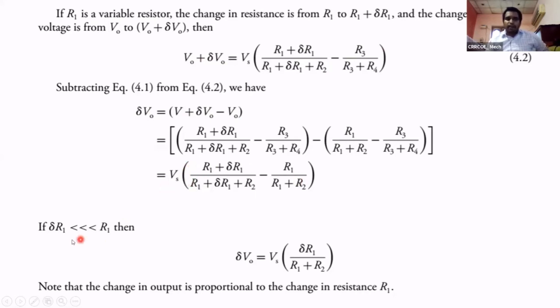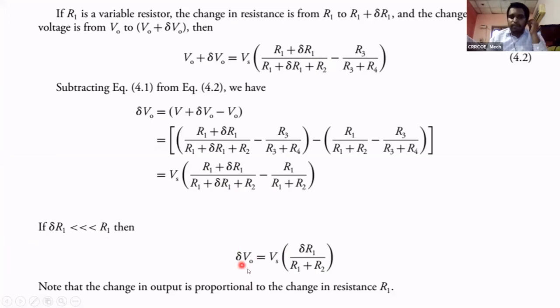If delta R1, the change in resistance, is very small compared with R1, you can neglect certain terms. Suppose you neglect delta R1 in the denominator because delta R1 is very small compared to R1. Now this one is R1 plus R2. Now the LCM is R1 plus R2, R1 plus delta R1 minus R1. R1 cancels. We have delta R1 by R1 plus R2. Vs into delta R1 by R1 plus R2 is the final expression for the change in output.